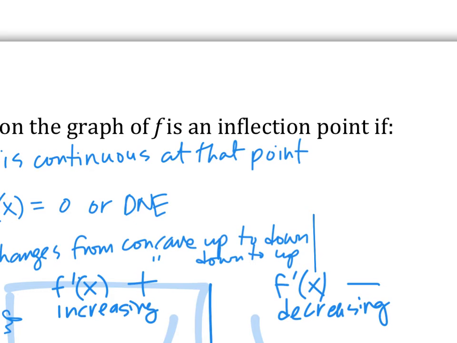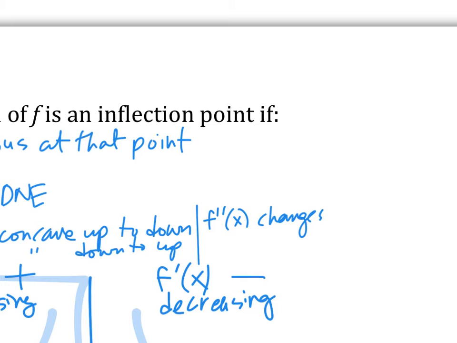Or sometimes it's really hard to see if it's concave up or down, so we check the actual second derivative. The second derivative changes from positive to negative or negative to positive. So there's a very distinct sign change. So one, you check the original graph and say, oh yeah, it changes the concavity direction. Or you say the second derivative changes from positive to negative.